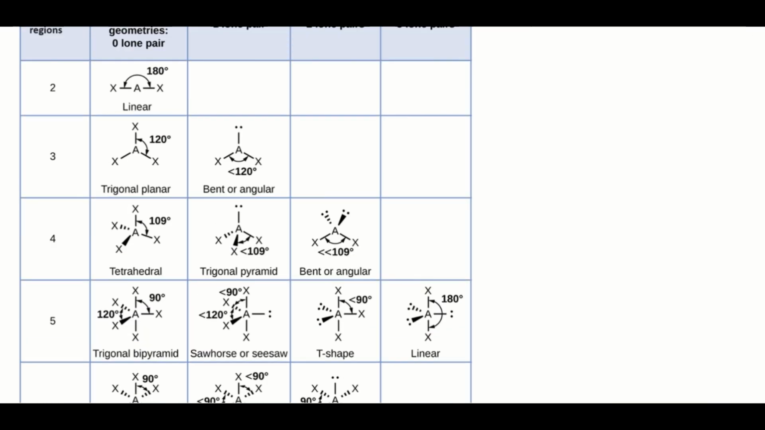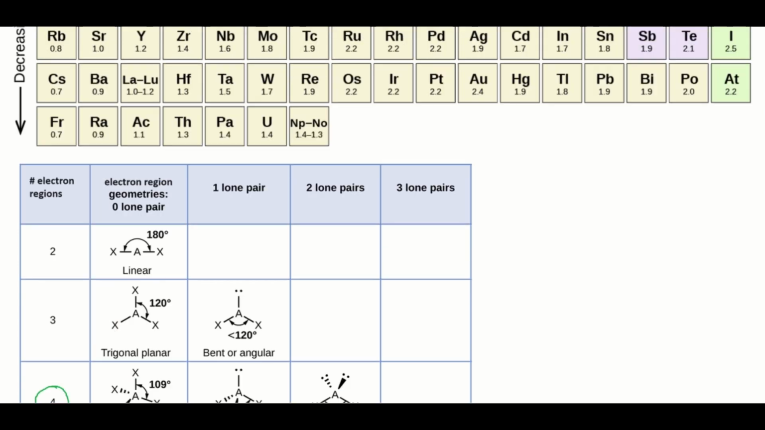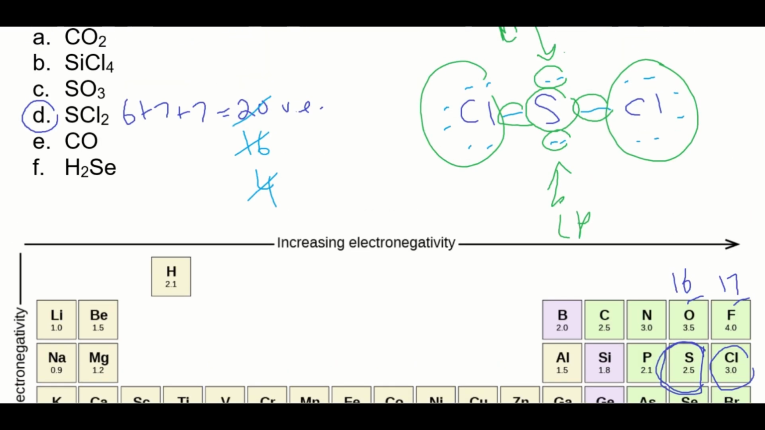Alright, so you're not going to get this table on your test. You've got to remember these shapes. 4 regions. If they were all bonded to other atoms, it would be tetrahedral, but only 2 of them are, so it's bent. So let's redraw this using the line, dash, wedge or 3D.